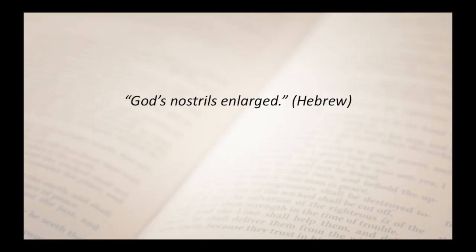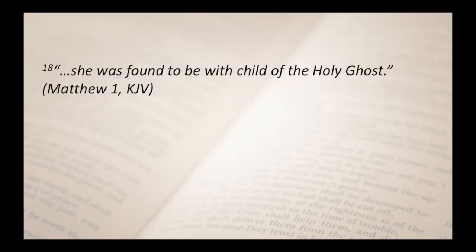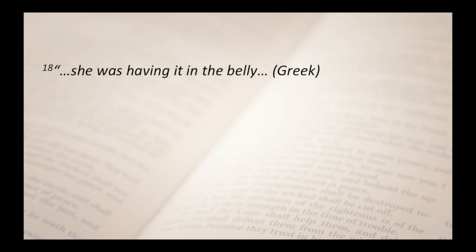Even the King James Version translators realized this. In a couple of places in the Old Testament, the Hebrew text literally reads, God's nostrils enlarged. But the King James Version translates that as God became angry, which is what the expression means, right? In Matthew chapter 1, verse 18, the King James Version says that Mary was found to be with child. But the Greek is quite different and quite graphic. It says Mary was having it in the belly. That's how the original Greek says it.